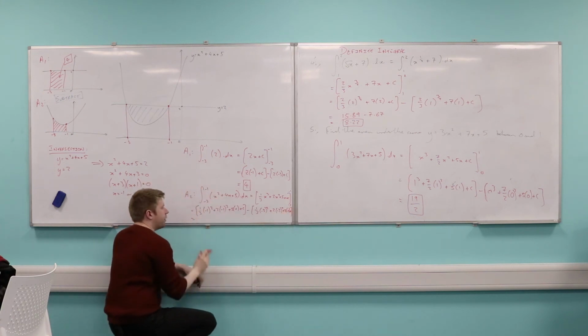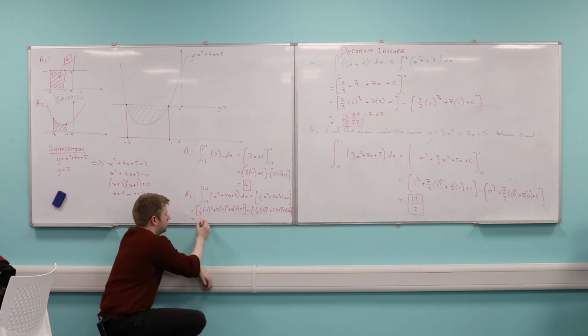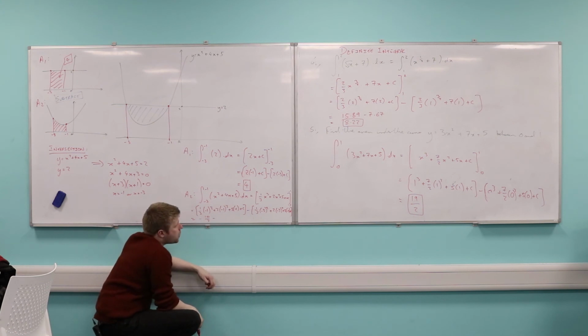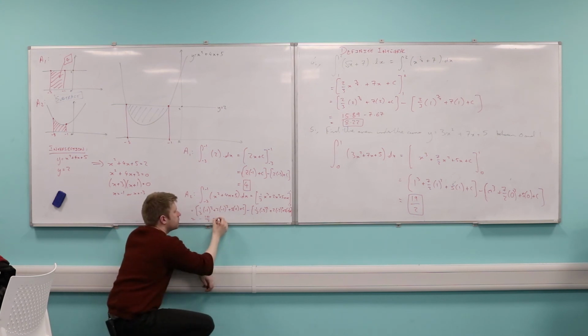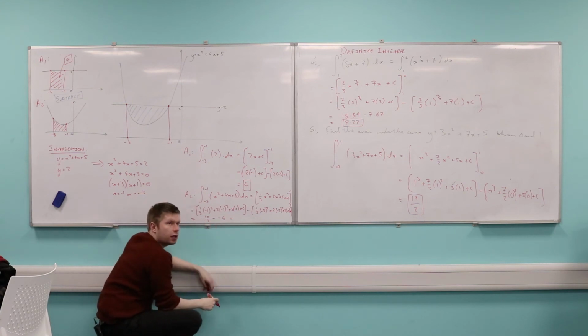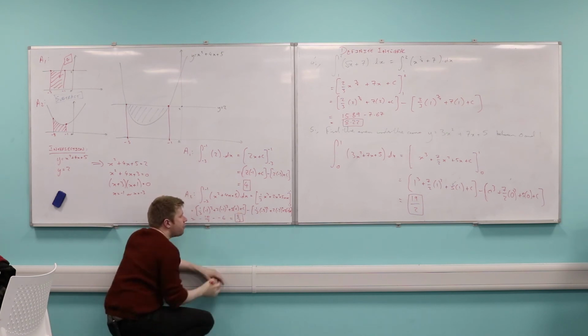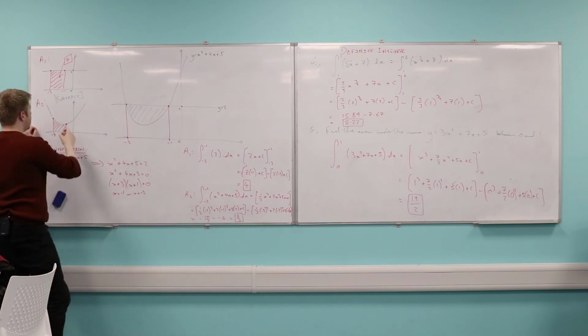So what do I get if I stick those two things into my calculator? Negative 10 over 3 minus negative 6. Negative 6, good. So negative 10 over 3 plus 6 is going to be, somebody? 8 over 3. Yeah, 8 over 3. So therefore the area of area 2, this area down here, is going to be 8 over 3.